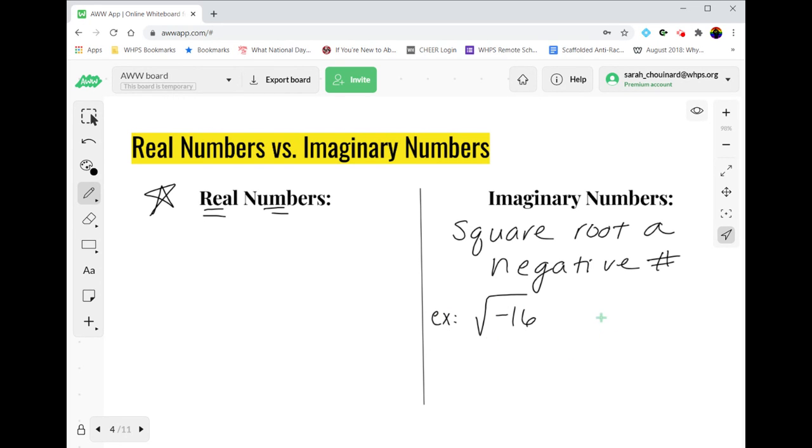4 times 4 would be positive 16. Negative 4 times negative 4 is positive 16. So there's no number that multiplies to be negative 16. Therefore, it's imaginary. And in high school, you will learn that it's called 4i. 4 because the square root of 16 is 4, and i because that's what mathematicians defined as the square root of a negative number. So real numbers are all numbers that are not imaginary.